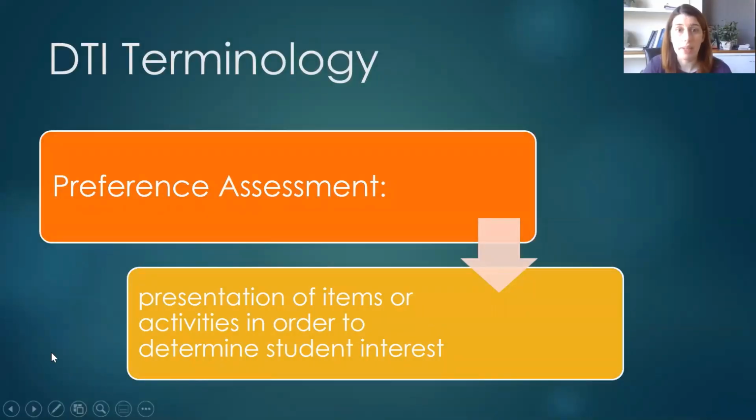What's a preference assessment? It is the presentation of items or activities in order to determine a student's interest. Prior to running any discrete trial, you need to have a student's reinforcers ready, and you need to make sure that what you're presenting them is reinforcing. So if you take a preference assessment and have those materials ready right at your side, ready for the trial, then you'll be in good shape for working through a trial. We're going to talk more about preference assessments later in this presentation.